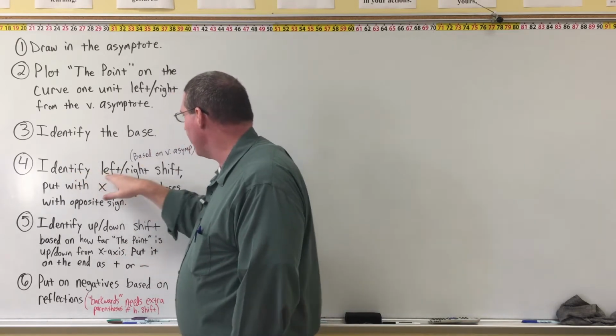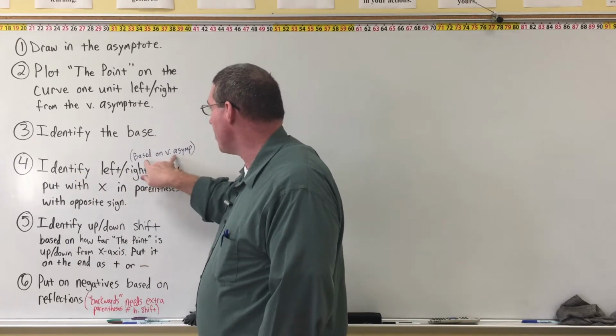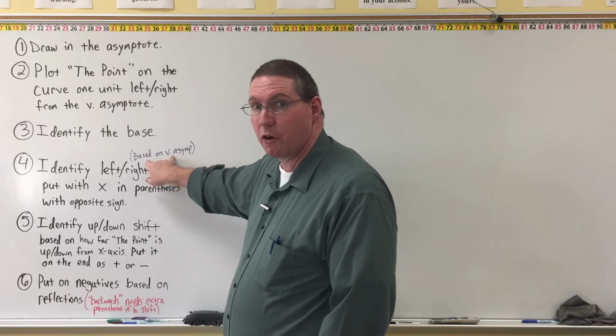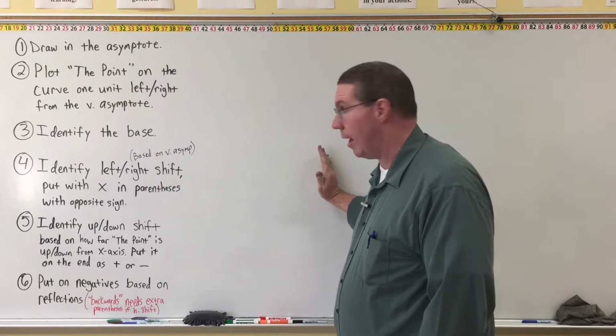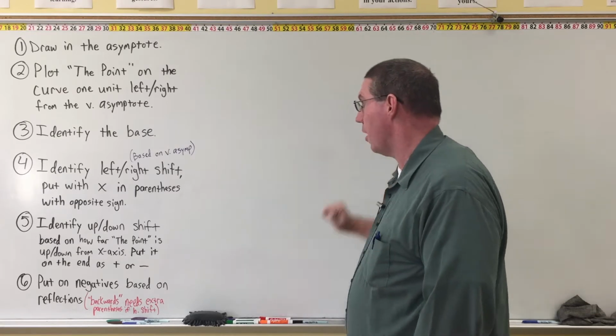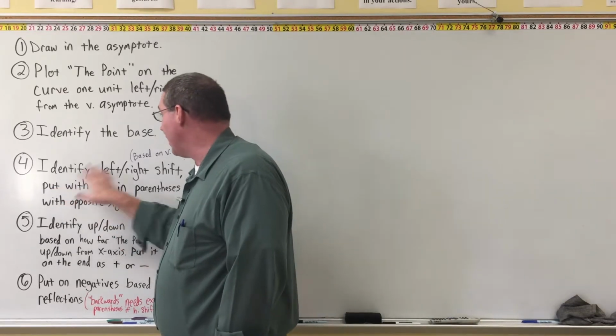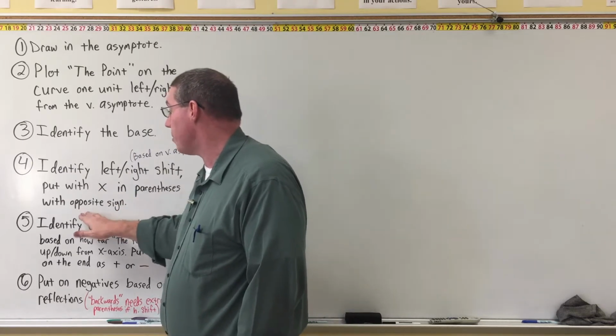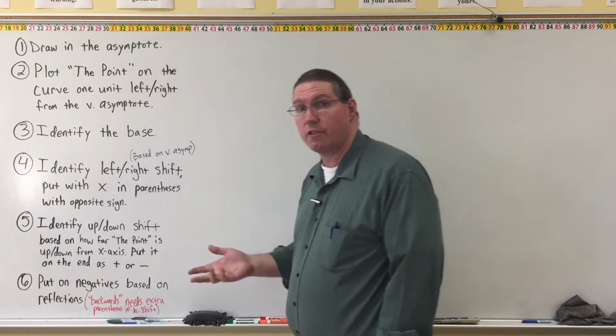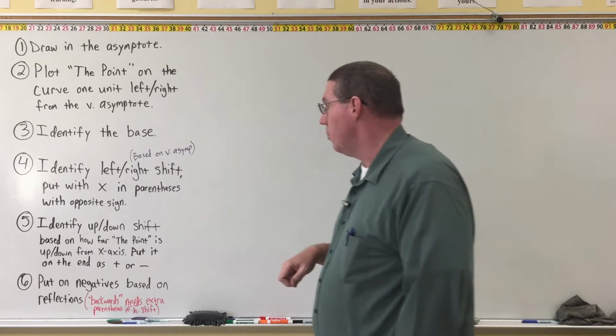Then we're going to identify the left or the right shift, and remember that's based on how far the vertical asymptote is from the y-axis. How far has the vertical asymptote shifted to the left or to the right? We're going to put that shift with the x in the parentheses, and we're going to have the opposite sign. So if it's a +7 shift, we'll put a -7 with the x.